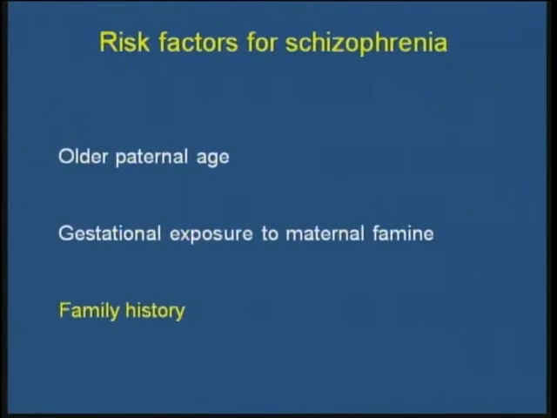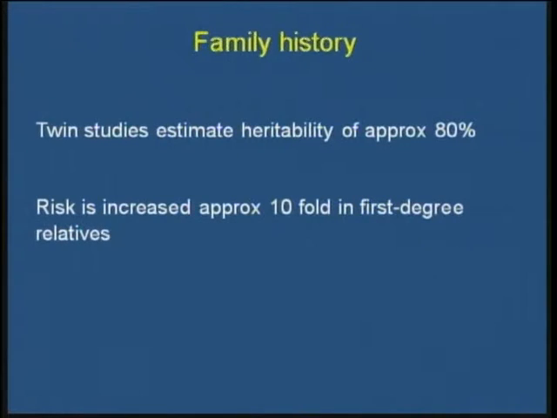And the final risk factor I'll mention is family history. Twin studies estimate heritability at approximately 80%. And the risk is increased approximately 10-fold in first-degree relatives. But despite this, most cases of schizophrenia are actually sporadic with no family history.